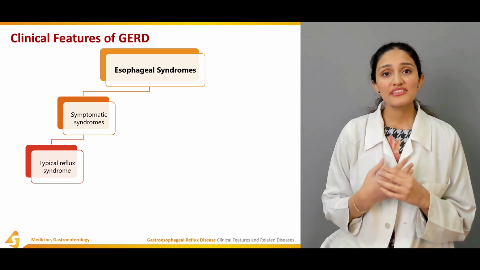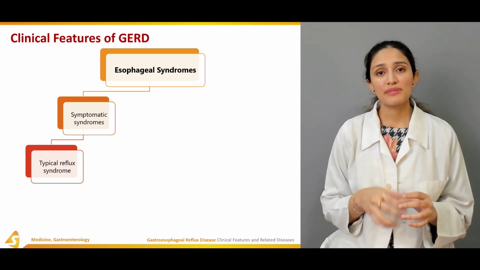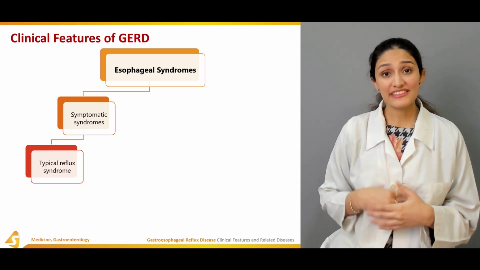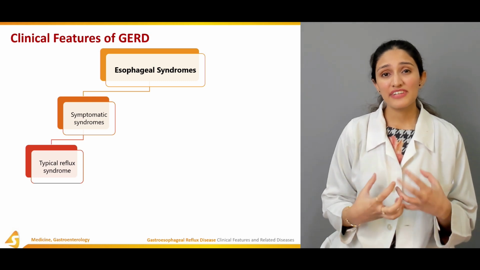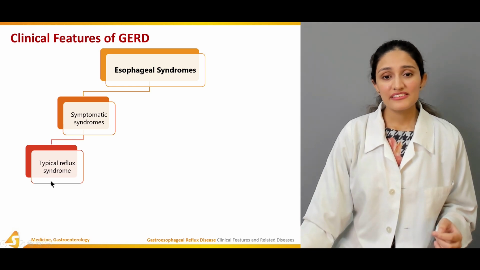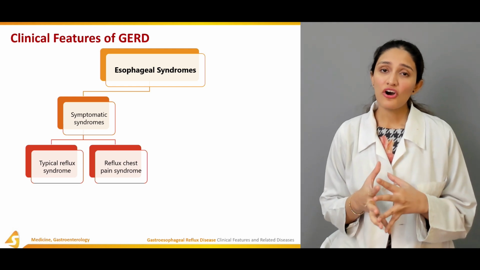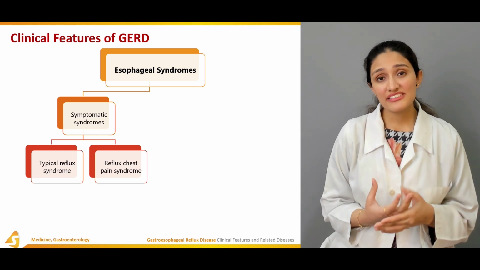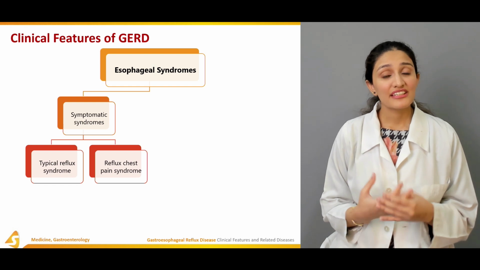If we talk about heartburn, heartburn is the most typical feature that a patient might come up with. It occurs as a burning sensation present in the stomach or the lower chest, and it is a very irritating symptom. The other thing that we'll study is the reflux chest pain syndrome, which is kind of typical of cardiac chest pain. For example, it mimics angina pectoris, but it also has symptoms that radiate.